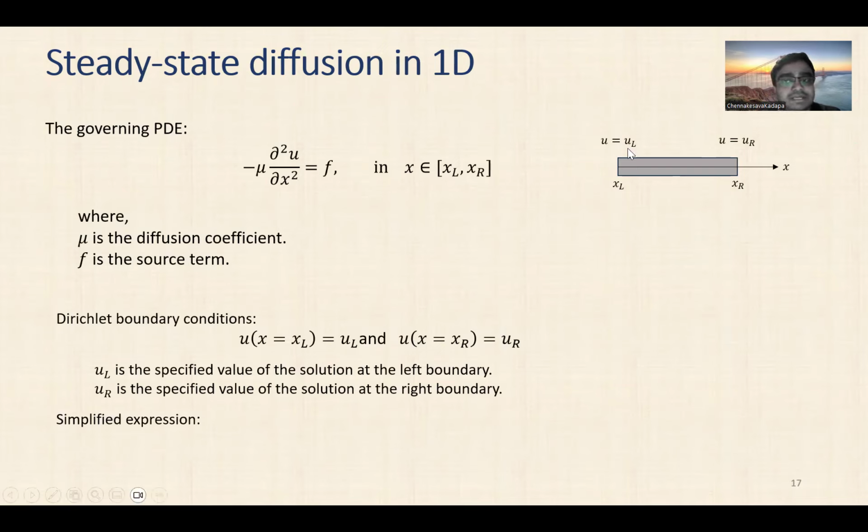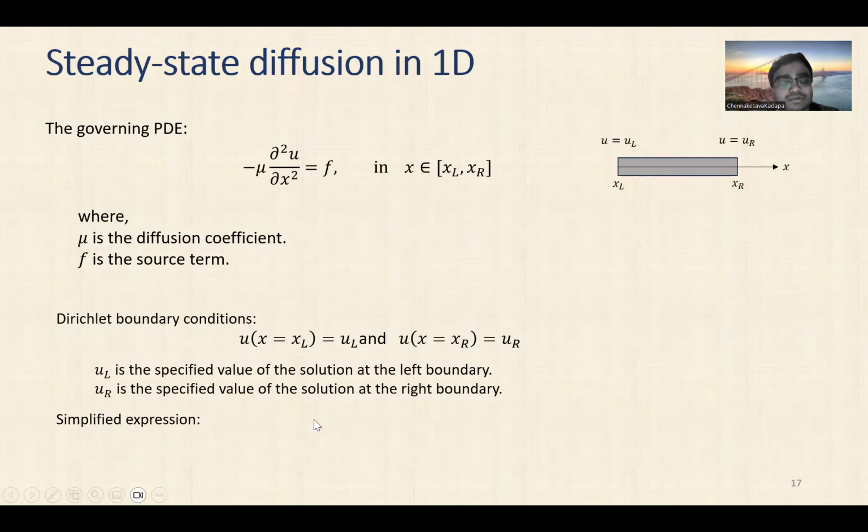Now the difference is that instead of zero boundary conditions on both sides, we have non-zero boundary conditions. On the left side, we have a value of UL, which is non-zero, and UR on the right side, which is non-zero. So the PDE is the same. The only change is in the boundary conditions. UL and UR are the specified values of the solution at the left and right boundaries.